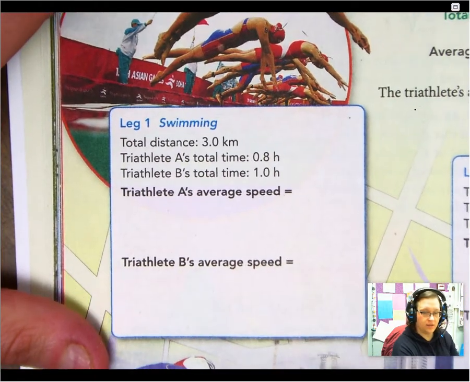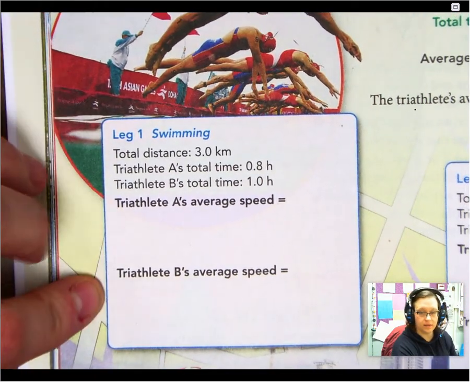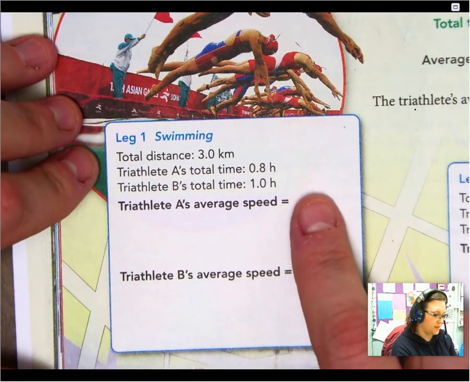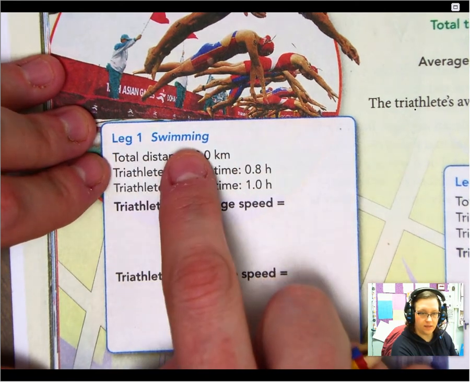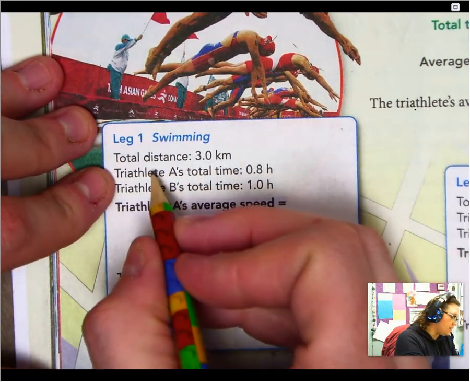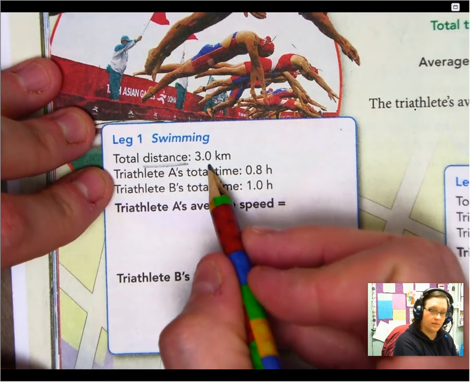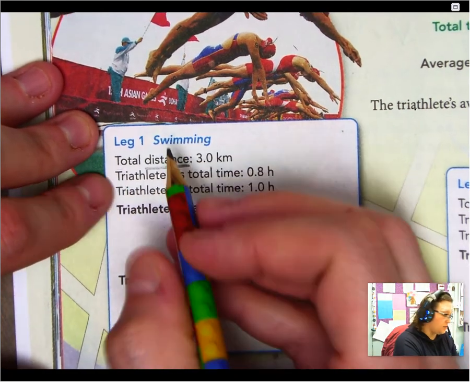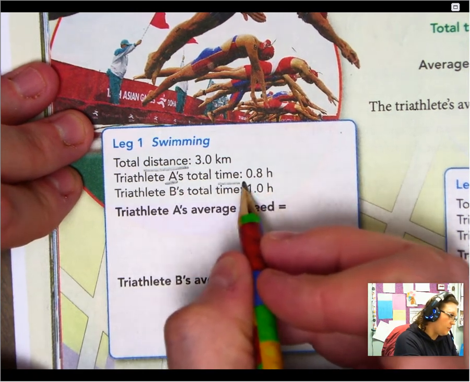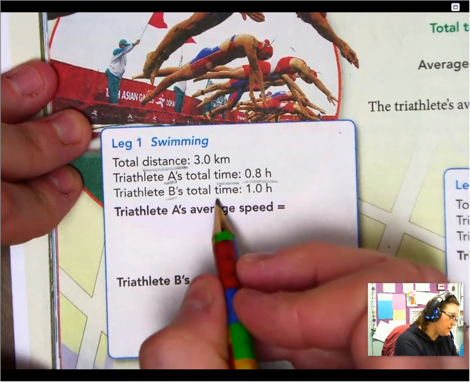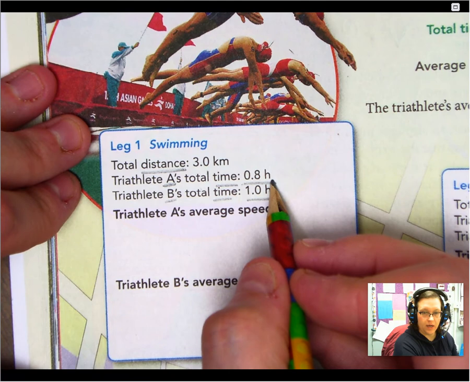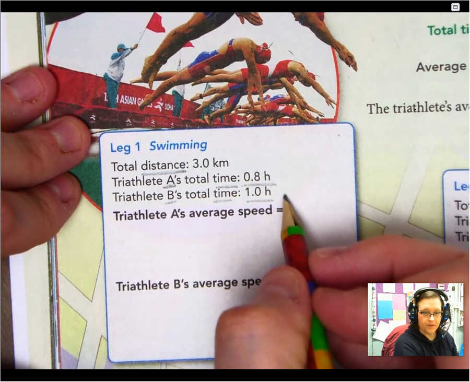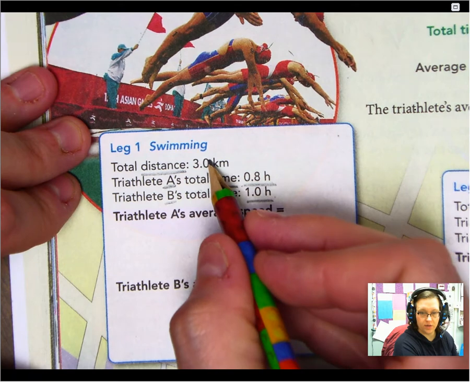In the sample problems that we did together in the book, we have this story problem involving two triathletes. A triathlete runs a race that includes 3 different types of activities. In the first part of the activity, the first leg of the race, they are swimming. So the total distance the athletes travel is going to be 3 kilometers. Triathlete A's time is 0.8 hours. Triathlete B's time is 1 hour. So that means it took triathlete A 0.8 hours to travel 3 kilometers. It took triathlete B 1 hour to travel 3 kilometers.